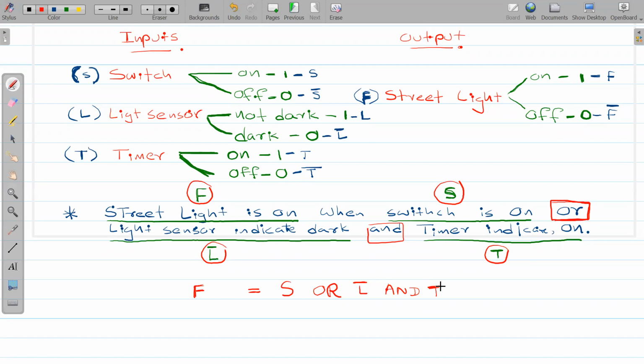And since the light needs to turn on, L bar and T must happen together, right? The environment should be dark as well as the timer should be on. So because of that, we can make brackets since those two need to happen together. So either you can turn on the street light just by turning on the switch, or else when the light sensor indicates dark and the timer indicates on, then it will turn on the bulb. So either this scenario alone or this scenario together will turn on the street light.